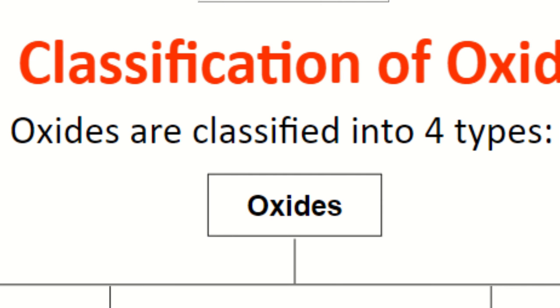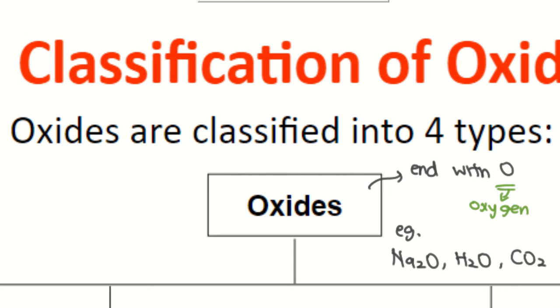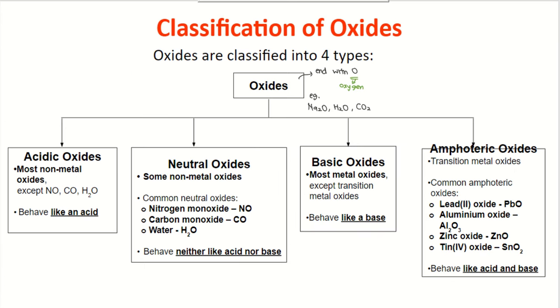What are oxides? Basically, oxides are compounds that end with O, and O means oxygen. Some examples that you already know are Na2O, sodium oxide, H2O, water, or carbon dioxide, CO2. Everything ends with O. As you can see from this mind map, there are 4 kinds of oxides. Let's look at the first one.